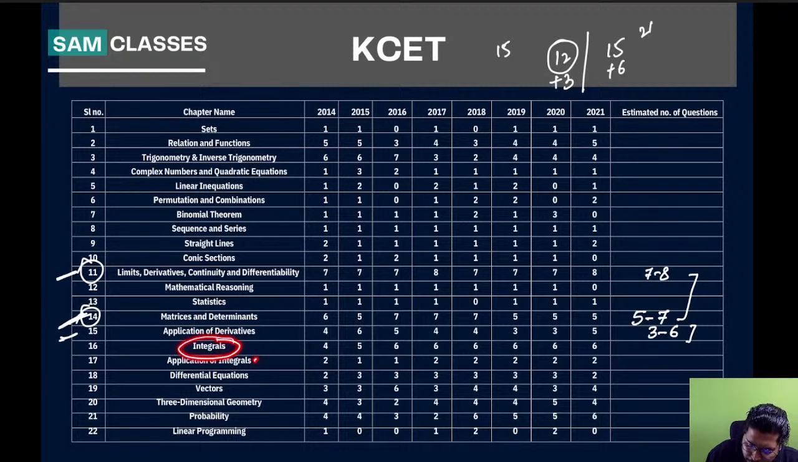Integrals, if you see 4, 5, 6, 6, 6, 6. So almost you can say here on an average, in the last 4 or 5 years it's 6. So you can take 6. So 21 here plus 6, max 27 here. So just by doing these chapters, if my luck is good, I got almost 27 marks. If my luck is okayish, 21 marks minimum.